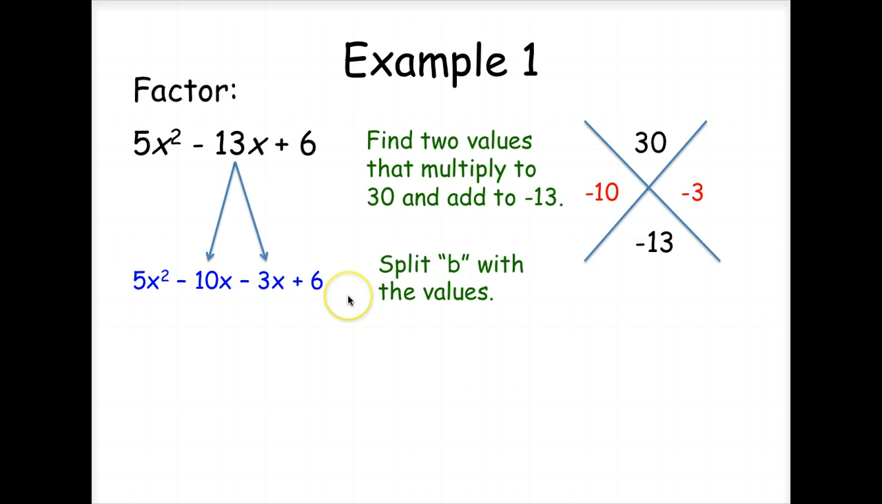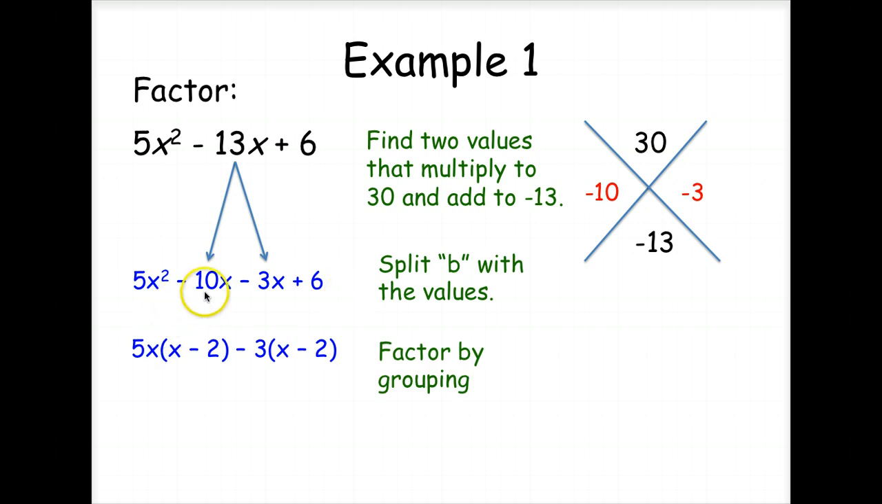Now I've got 4 terms, so I can factor by grouping. I factor the first 2 terms and pull out a 5x, which leaves x minus 2. Then I group the second 2 terms and pull out a negative 3. Again, that leaves x minus 2. So the factors of 5x squared minus 13x plus 6 are 5x minus 3 times x minus 2.